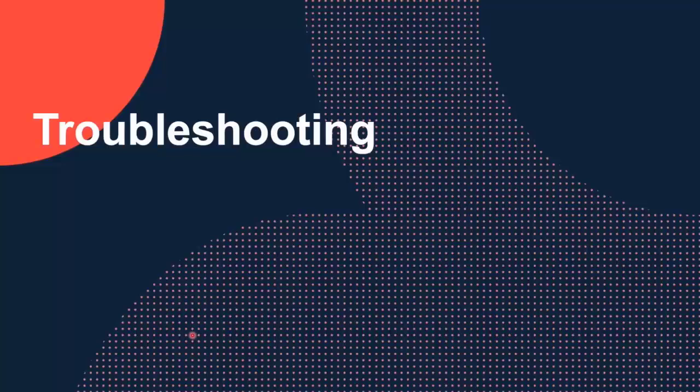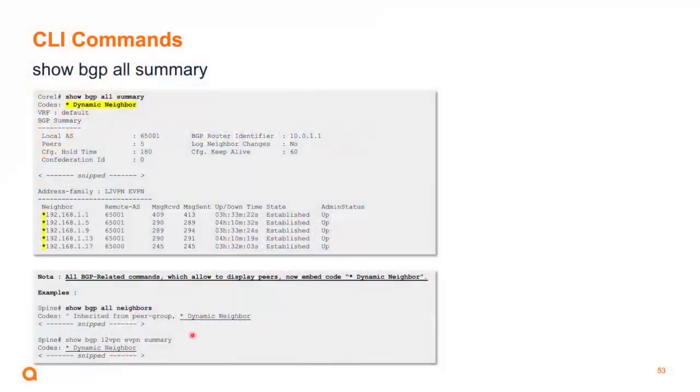Now let's move on with troubleshooting. So the first thing to note is how we can differentiate a dynamic peer versus a static peer. So with 10.11, each dynamic peer will be displayed with an asterisk in front of its IP address. And it will be the same for all BGP-related commands.